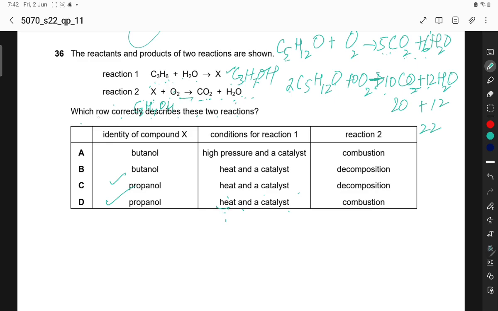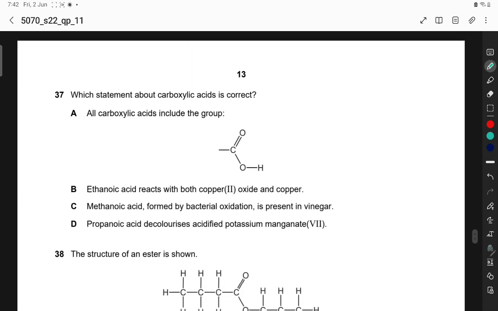Heat is evolved. Which row correctly describes these two reactions? Heat and catalyst, carbon dioxide, water, and combustion reaction. Reaction 2 is combustion, and in reaction 1 heat and catalyst H3PO4 are required, and the temperature required is 300 degrees centigrade. So D option is correct.